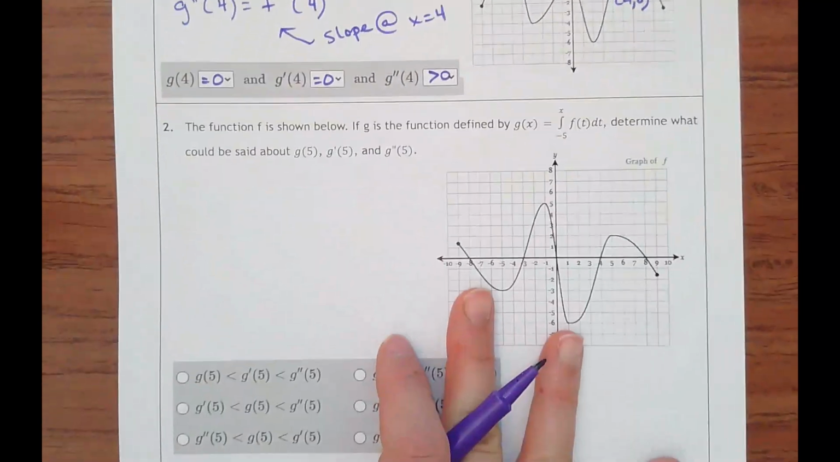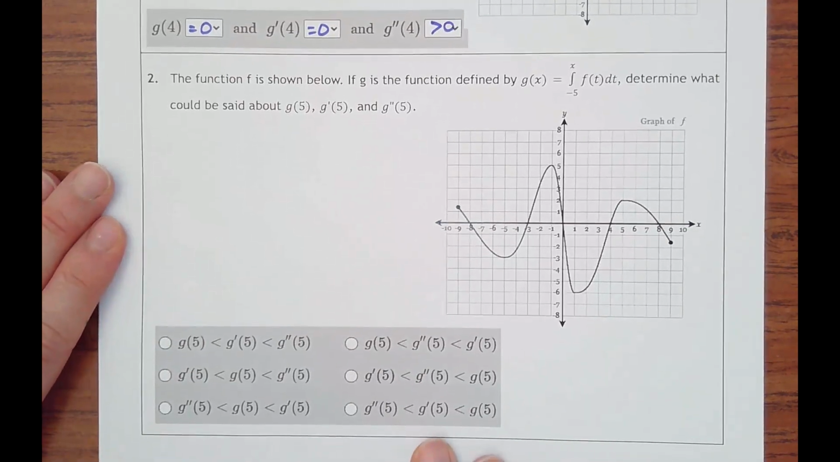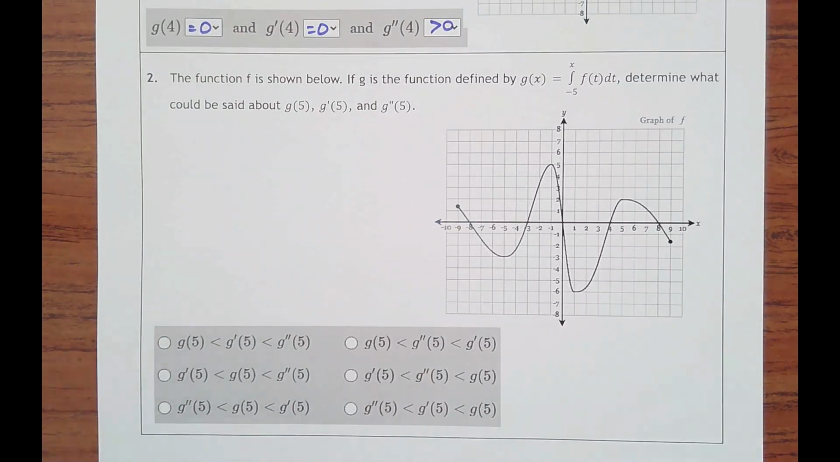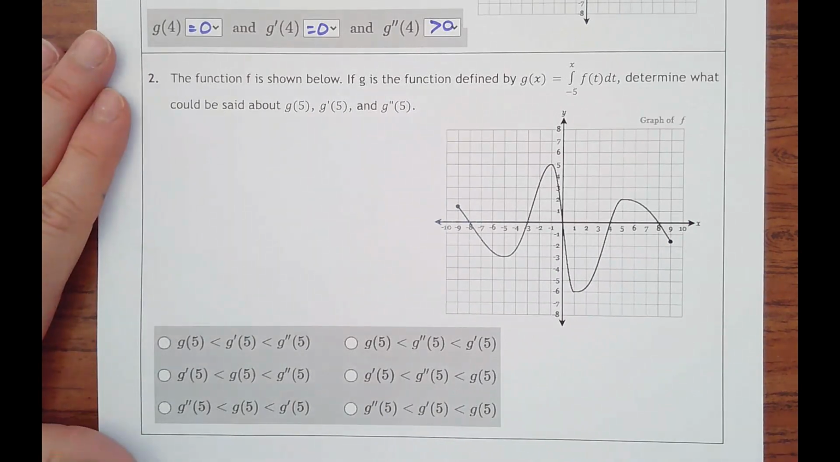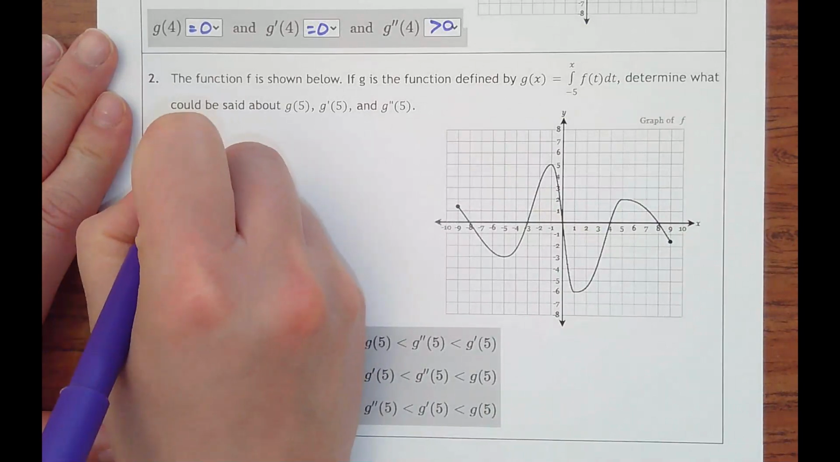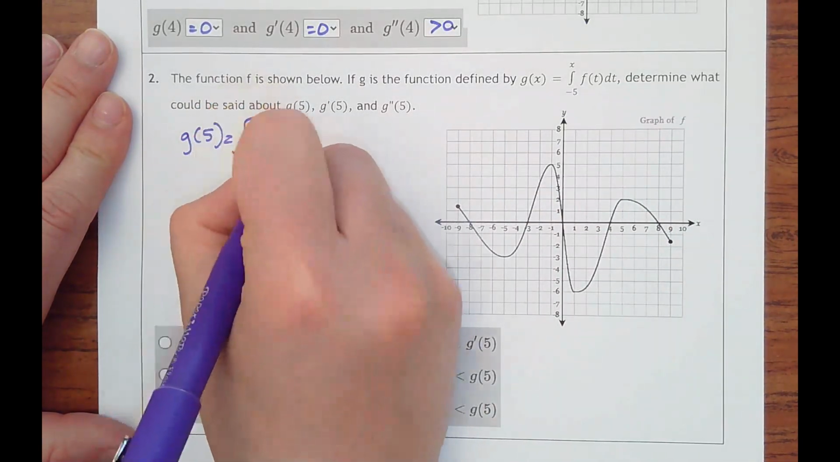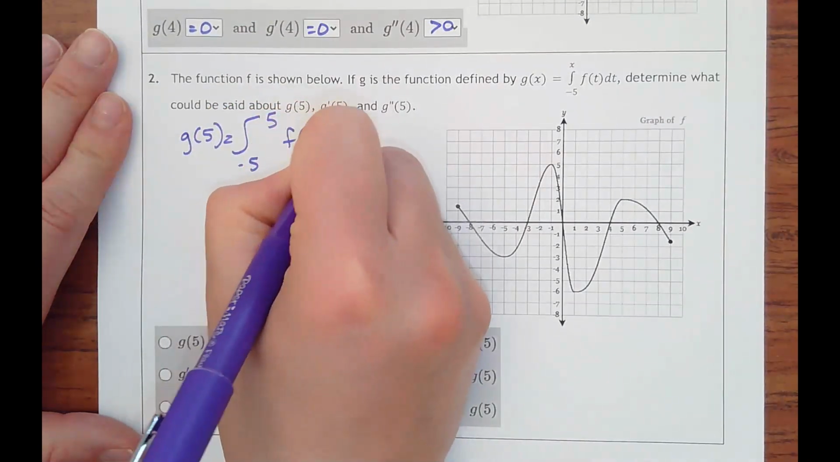All right, let's try number 2. Second part of this assignment is then multiple choice, putting them in order least to greatest. So you'll probably have one that's 0, one that's negative, one that's positive. But other than that, same thing. So we're going to find g of 5. That would say area from -5 to 5 for f of t dt.